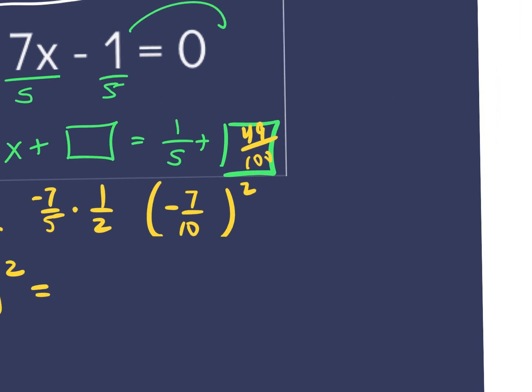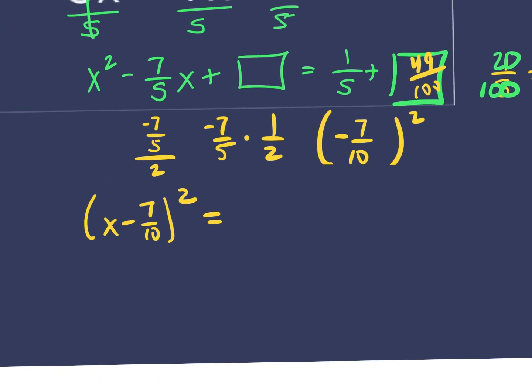49/100. Okay, so I have 1/5 plus 49/100. Well, what's a common denominator between 5 and 100? 100? How would I make 5 into 100? Multiply by 20. If I multiply the bottom by 20, I get 100. If I multiply the top by 20, I get 20. So what's 20 plus 49? Okay, so I have 69/100.